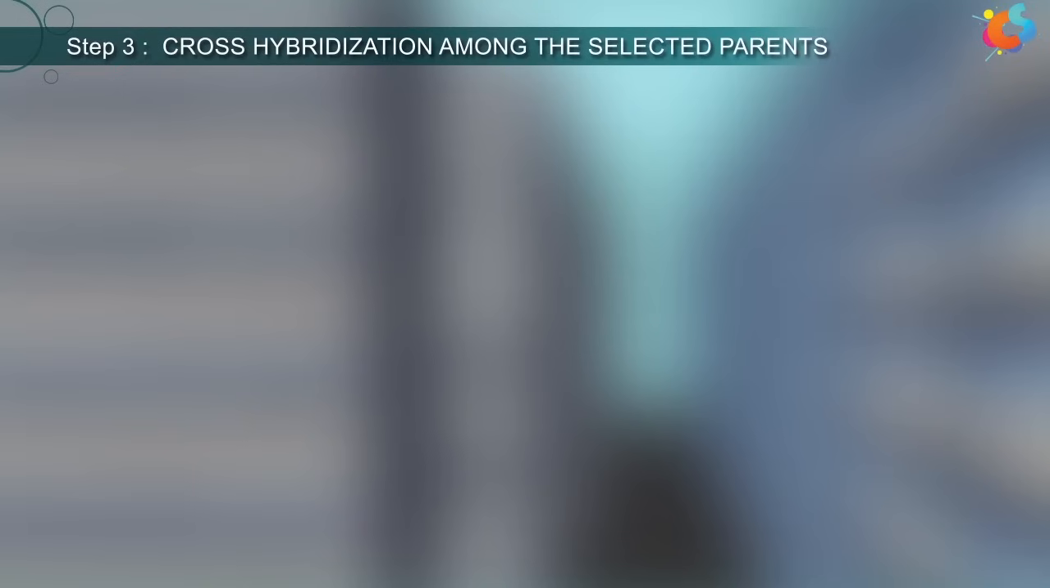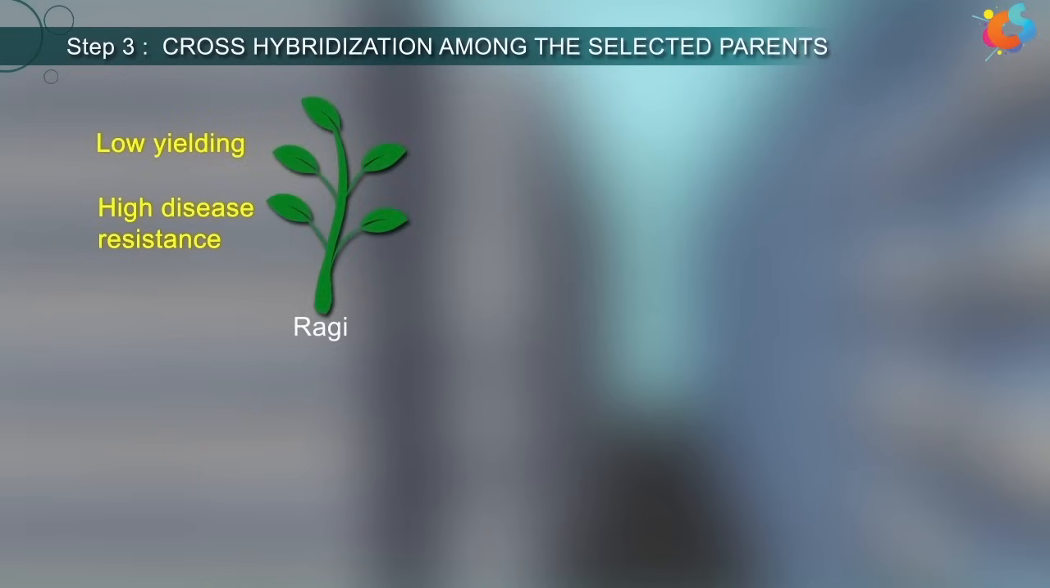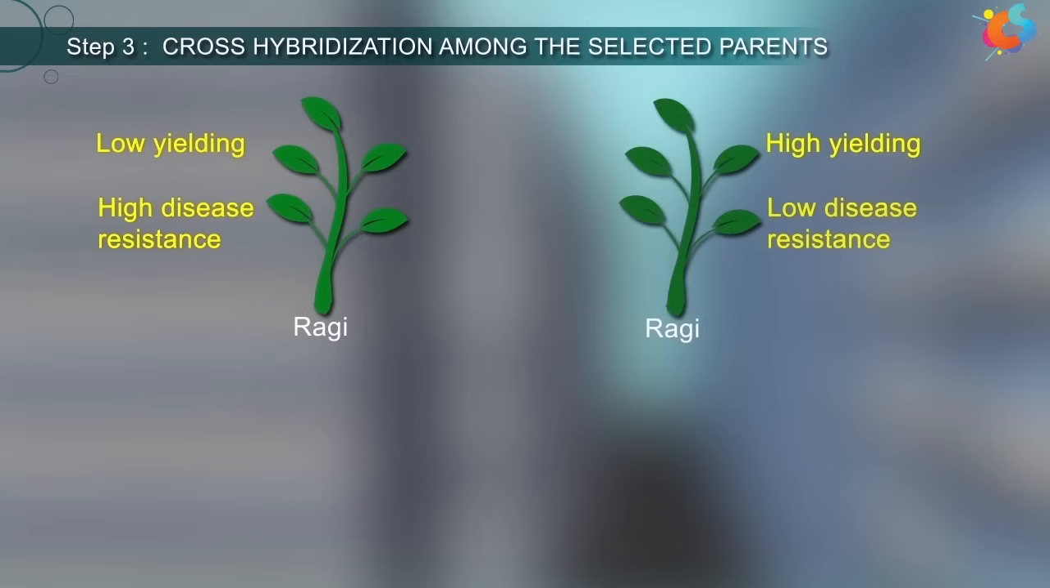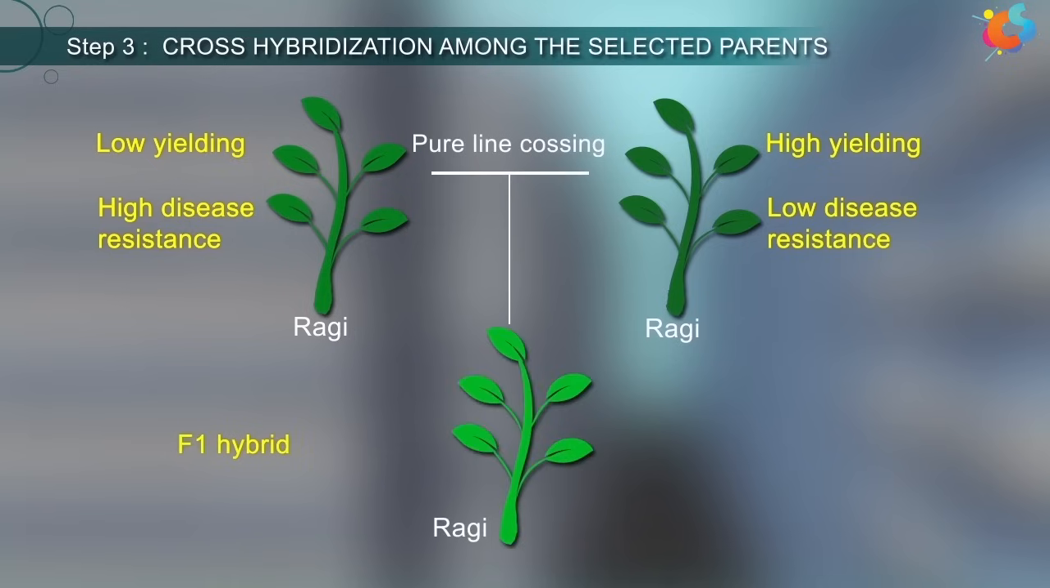For example, if we cross a low-yielding, high disease-resistant ragi plant with a high-yielding, low disease-resistant ragi plant, since the parents that are crossed are pure line, the F1 hybrid obtained will have superior characters of both the parents. The progeny here will be a high-yielding and high disease-resistant ragi plant.